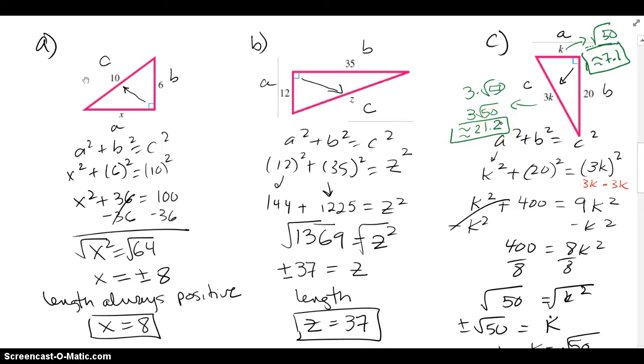So if it said give it an exact form, just leave it with the radicals in irrational form, square root of 50. If it said approximate, then you approximate and give a decimal approximation.